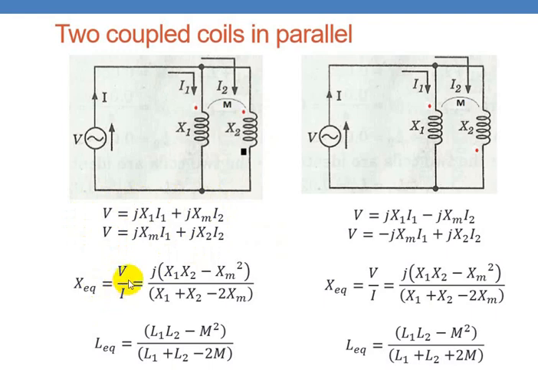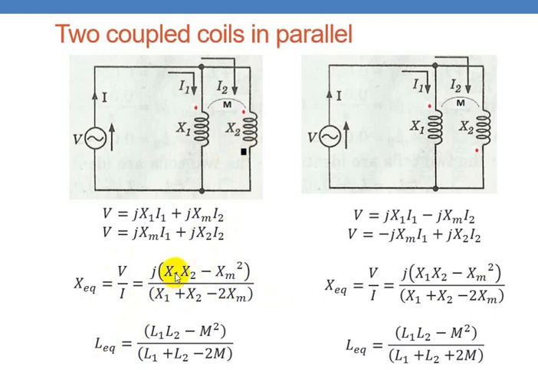So when you try to get an equation for this ratio V by I, this will be equal to j into (x1 x2 minus xm square) divided by (x1 plus x2 minus 2xm). So x1 is the reactance of inductance L1, x2 is the reactance of inductance L2, that is the second coil inductance, and xm is the mutual inductance reactance. And from this we can write an equation for L equivalent.